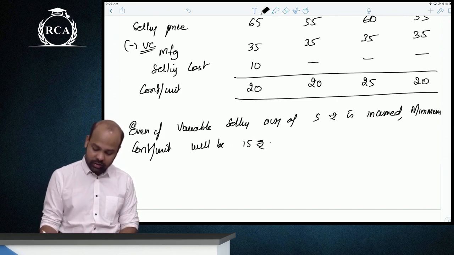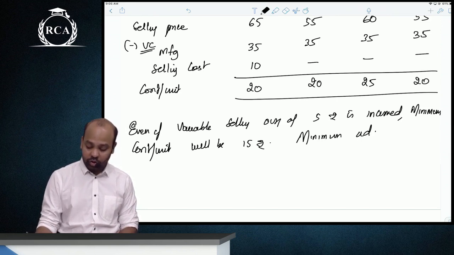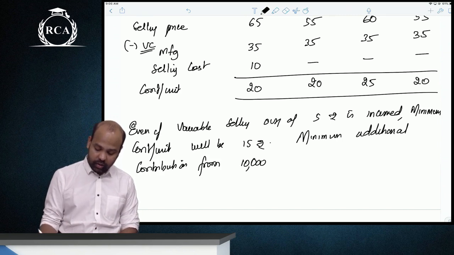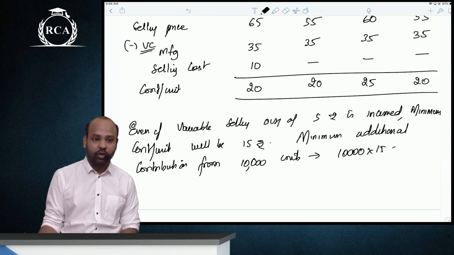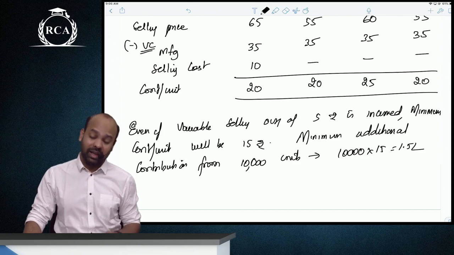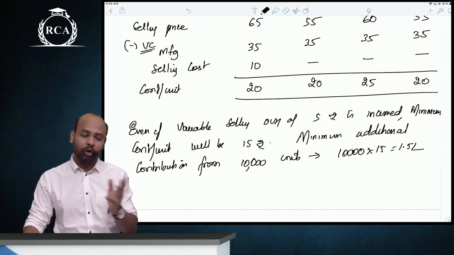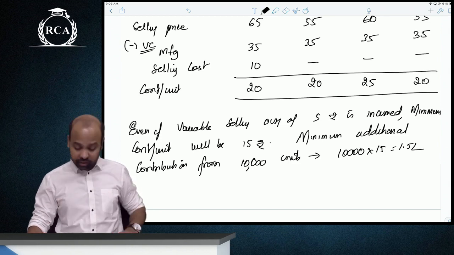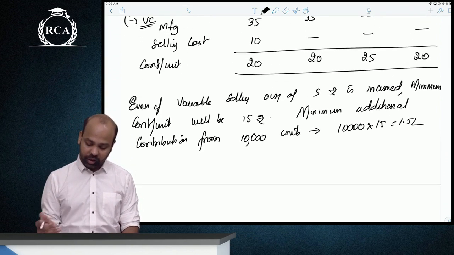Yes or no? Yes sir. So the minimum additional contribution, even if you get 15 rupees, what will be your minimum additional contribution from 10,000 units? It is going to be 10,000 into 15, 1,50,000. Yes or no, sir? I'm not telling you I will incur variable selling overheads. Even if I incur variable selling overhead of 5 rupees, my minimum contribution will be 15 rupees.